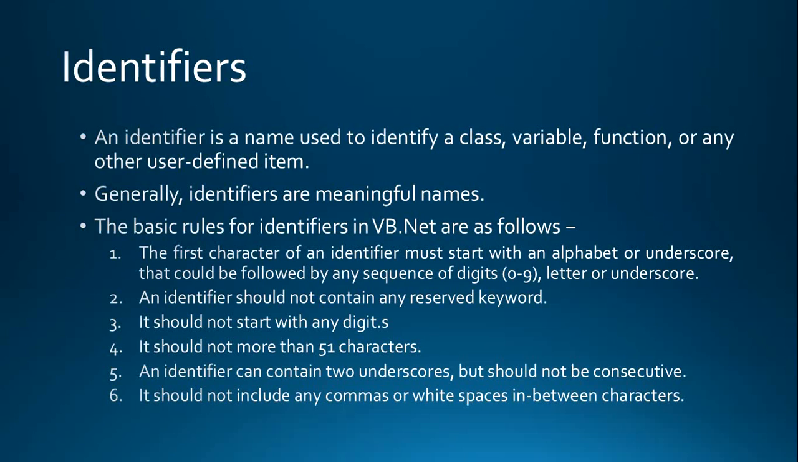Second point is, an identifier should not contain any reserved keyword, as we have discussed in the previous topic. Keywords are reserved by the compiler, so you cannot use the exact same keyword as an identifier name. Third point, it should not start with any digits. Fourth point, it should not be more than 51 characters. Fifth point, an identifier can contain two underscores but they should not be consecutive. So you can have two underscores, but they cannot be used one after the other.